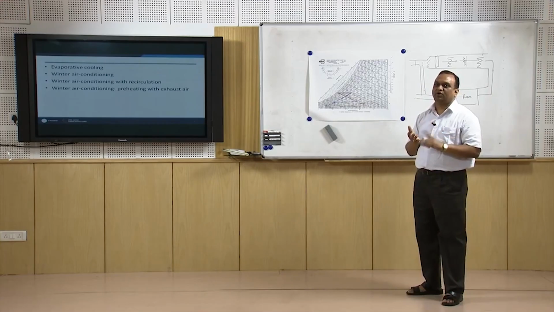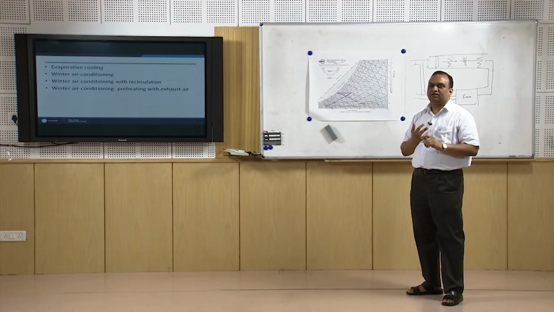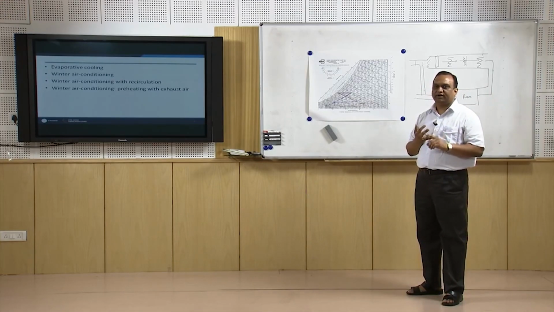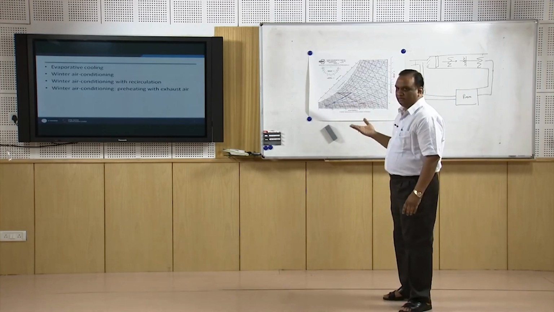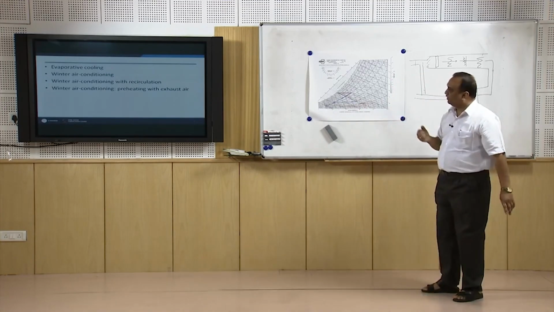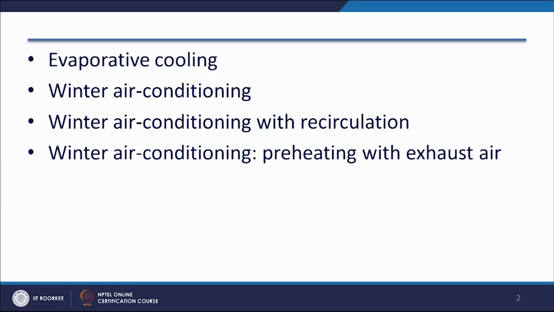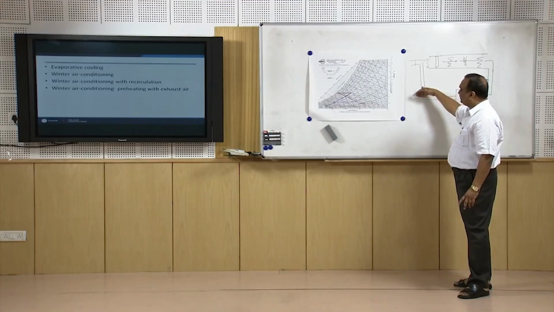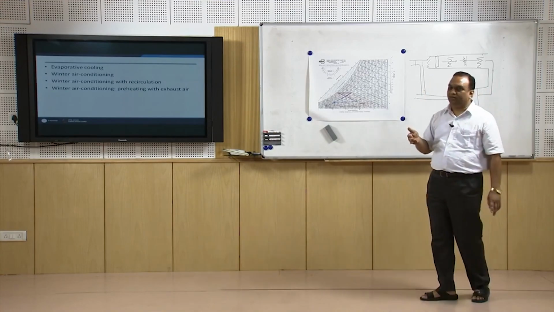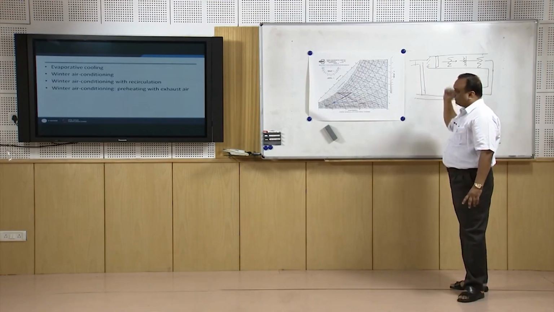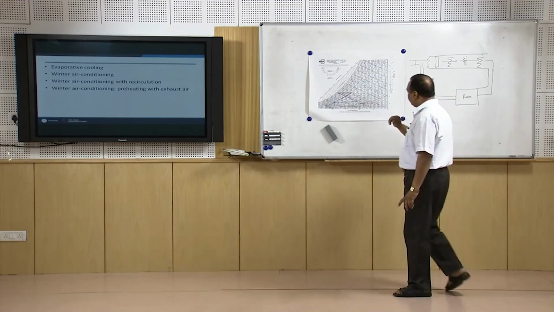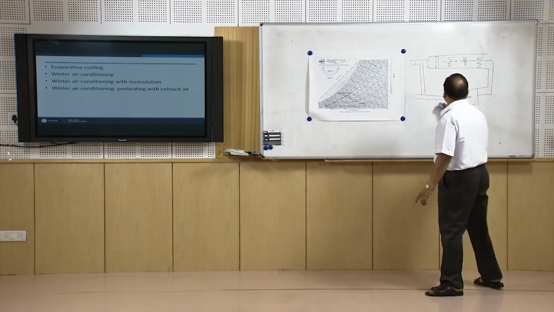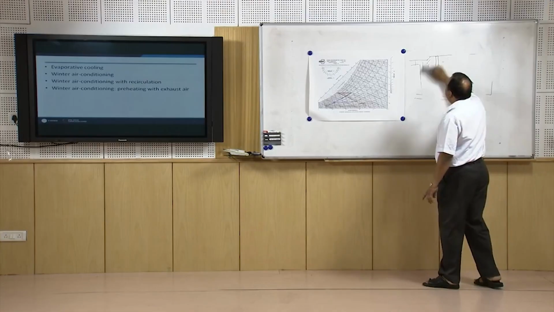We have covered the hot and dry weather, we have covered hot and dry and hot and humid weather, we have covered the winters, and we have covered the preheating of the air during winter with the exhaust, and for the summer pre-cooling of air with the exhaust. Now before I end these psychrometric processes, I have forgotten one process, that is chemical dehumidification.